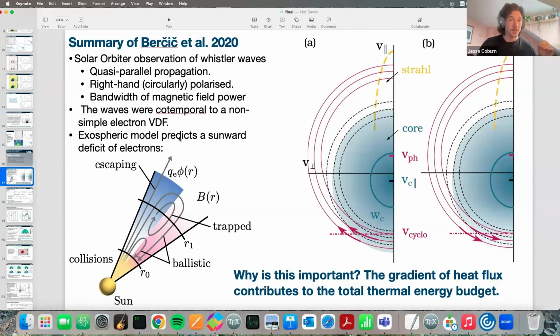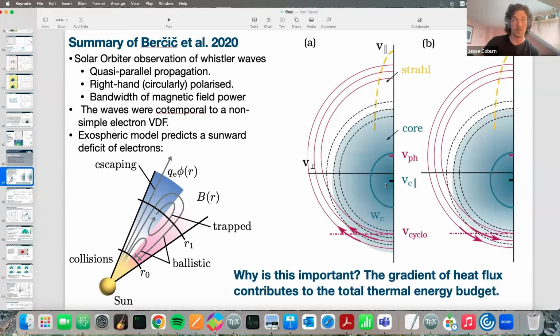Some will escape. Some will have enough energy to get past this well and escape. Now, for the ones that don't escape, if you use energy conservation and magnetic moment conservation, you find that the result of that escaping population is a deficit. Now, the deficit is drawn on the right-hand side.